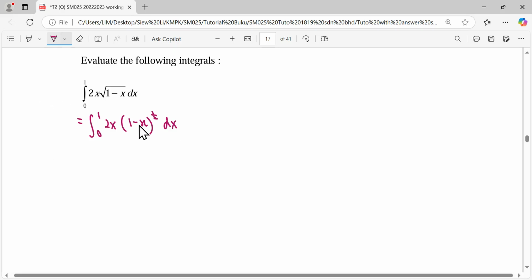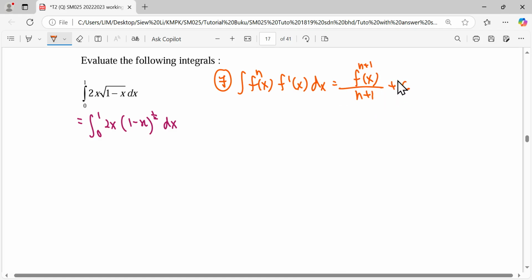So for the formula, as we can see a function with power of n here, we can try to see formula number 7, the function formula, where we integrate f(x) power of n. And do we have the differential of the function at the side here? If yes, then this formula will be the function power plus 1 over the new power, then plus c.